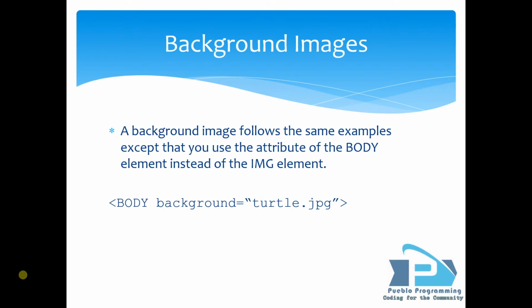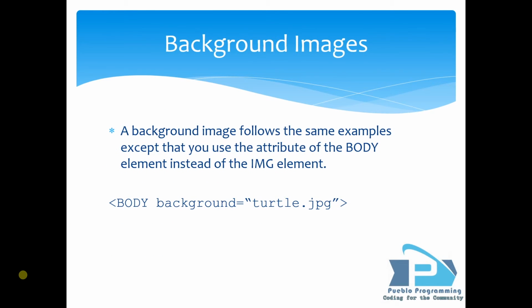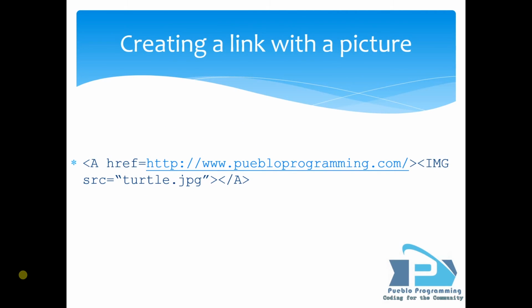The last aspect to understand with images is background images. A background image follows the same examples, except that you use the attribute inside the body instead of the image element. For example, you have body, background, and then the name of the picture. So it changes a little bit versus what you've seen here. Instead of being inside the image itself, right after the body, you set the background. So it goes across the background.